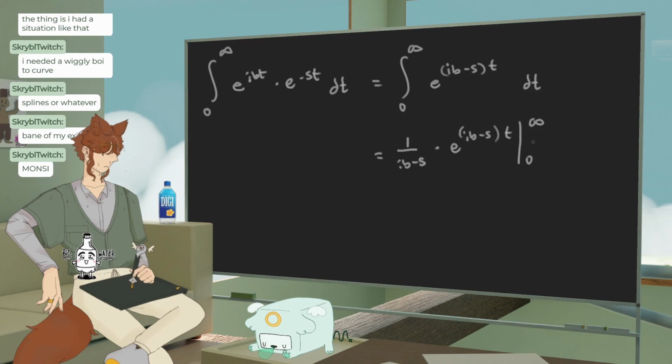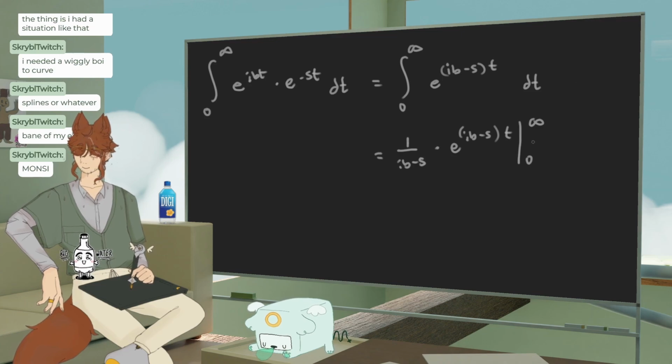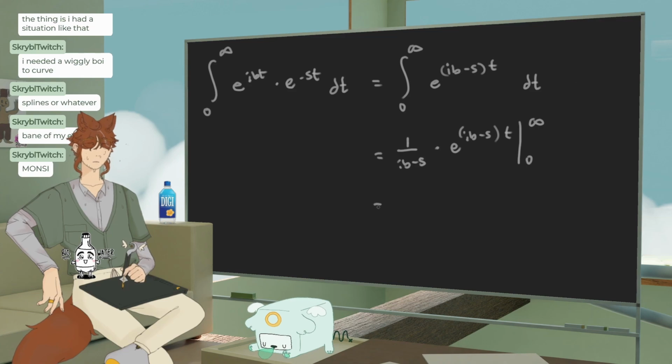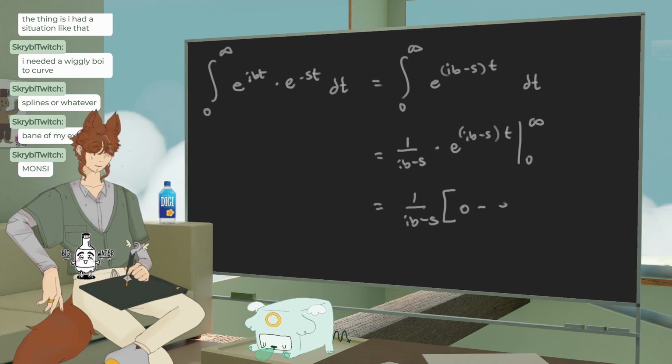I needed a wiggly boy to curve, splines or whatever. Bane of my existence? Wait, what wiggly boy did you need to curve? B minus S. Oh, because we get a negative. Yeah. Okay, we're winning. I can integrate, guys. This isn't even the integration by parts. This is a regular integral. It's been so long.